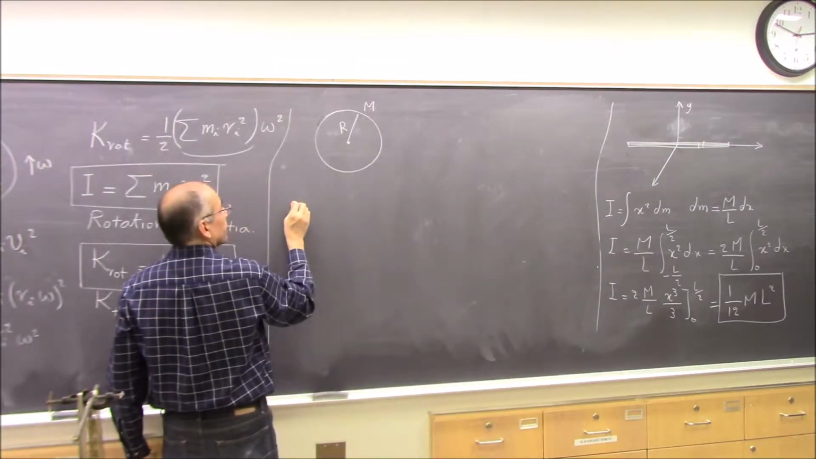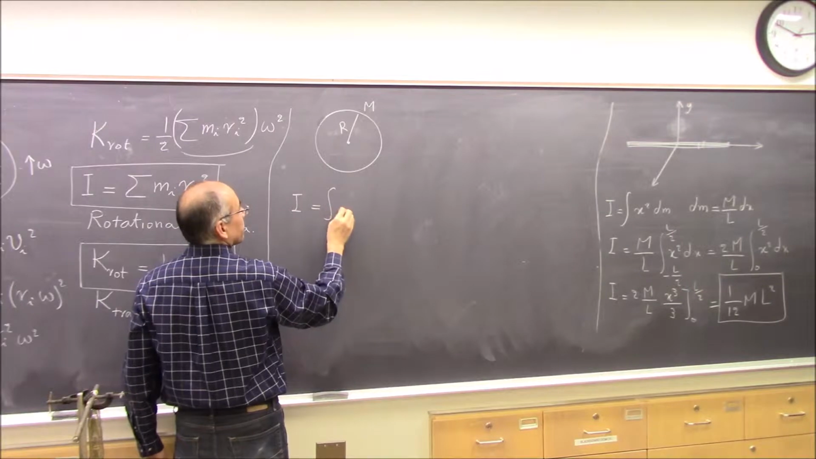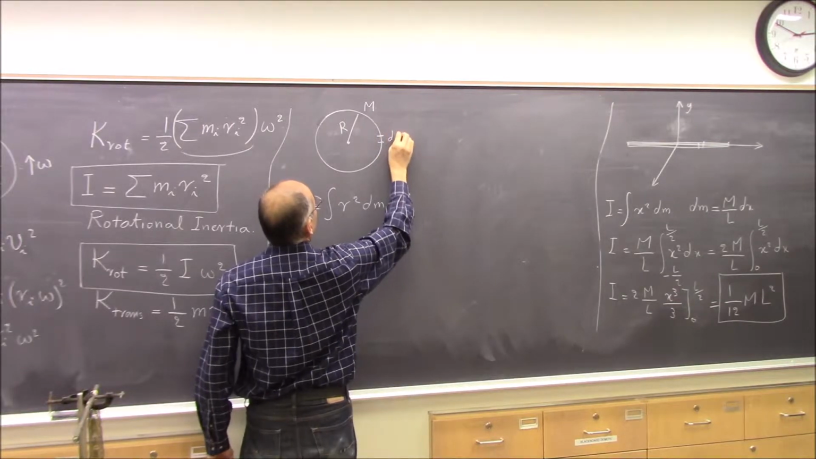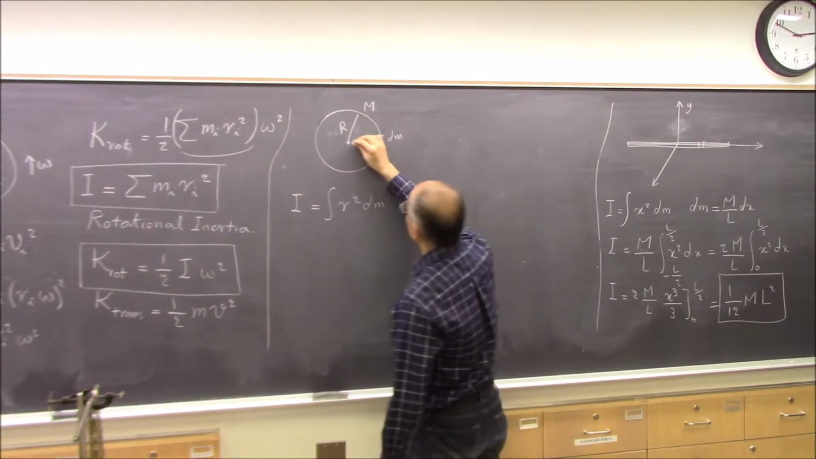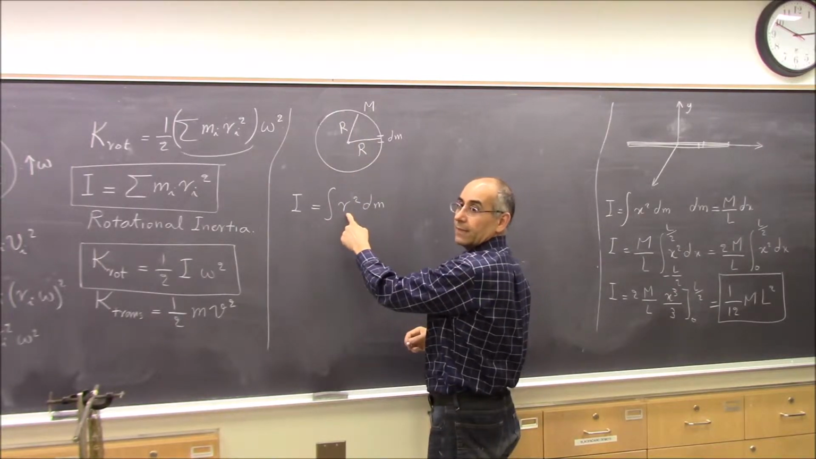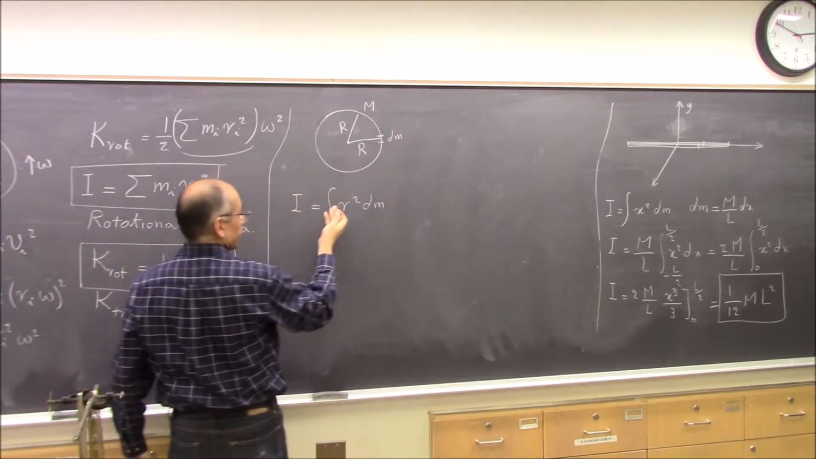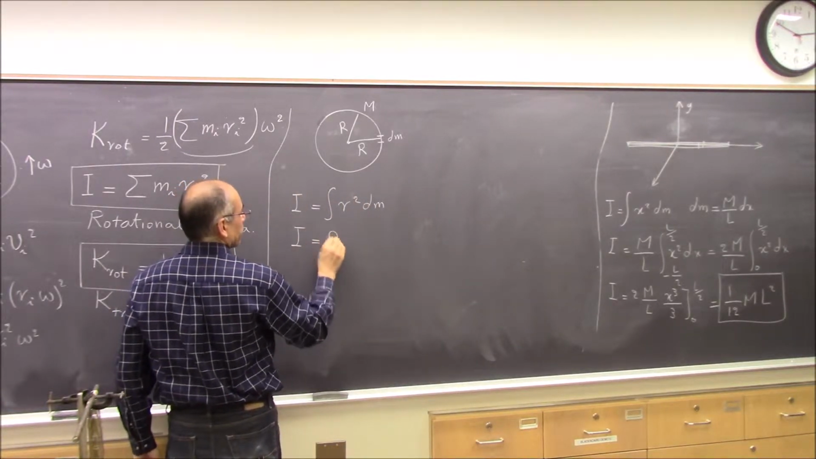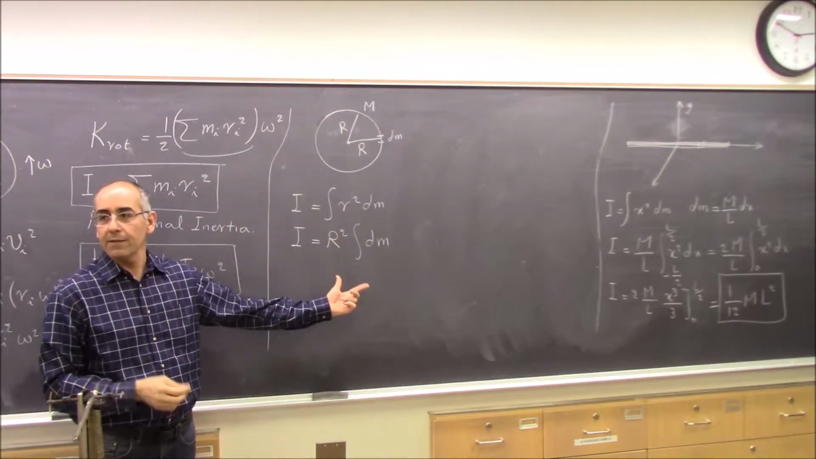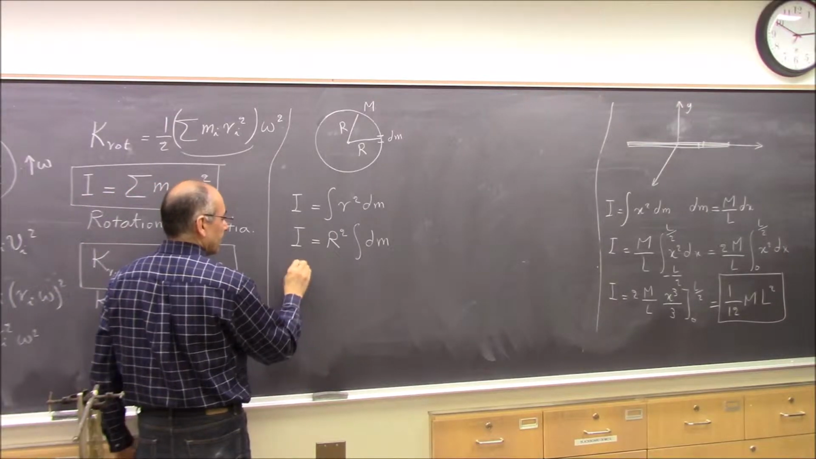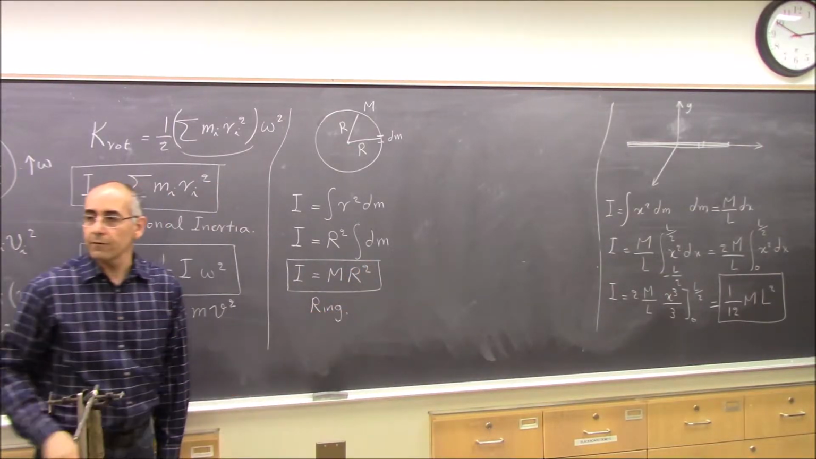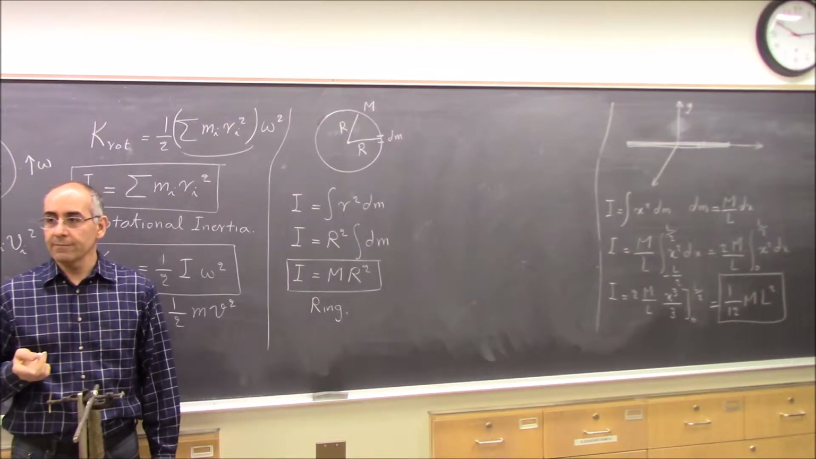Let's say I is the integral of r squared dm. Let's take dm like that. What is the distance? R. So R for all of them is capital R, right? And it's a constant, so R squared comes out. I becomes R squared times the integral of dm. What is the integral of dm? Total mass. So I becomes m r squared. This is for a ring rotating around its axis of symmetry, right?